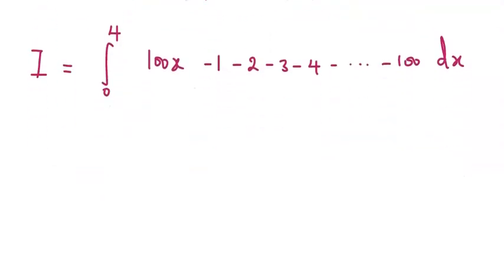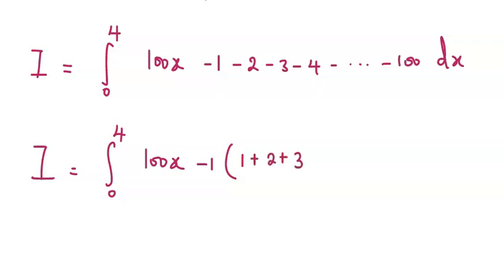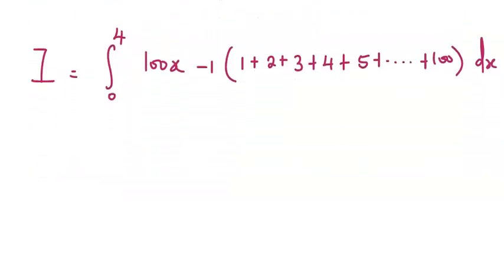Next, our I is equal to the integral from 0 to 4. So we have here 100x, and we can take away the minus sign, and we're going to have positive 1 plus positive 2 plus positive 3 plus positive 4 plus positive 5, and this continues up to 100, and then we have our dx. Now let's take note of the following.